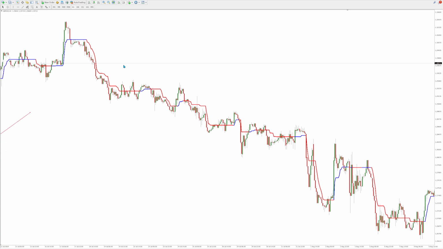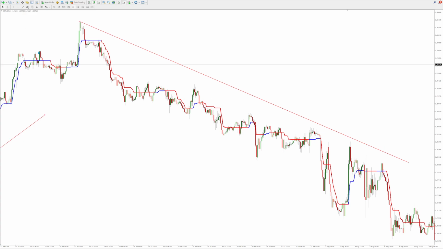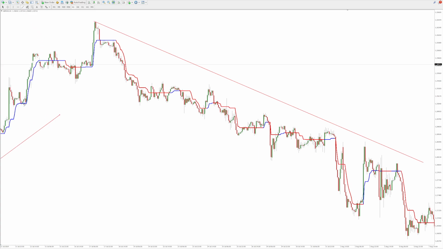Same principle applies to this. You can see we're in a downtrend here. So indicator is red. Let's have a look.